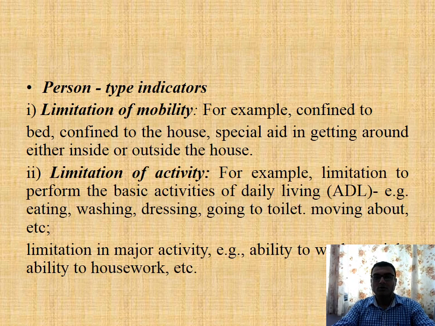So what are the limitation of activity indicators? These examples are the number of days where there is a limitation in performing the basic activities of daily living, for example eating, washing, dressing and so on. Another indicator is limitation in the major activity. Here it is the number of days a person is unable to work or unable to do his housework or professional work.